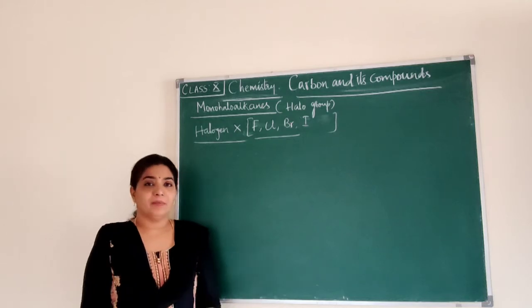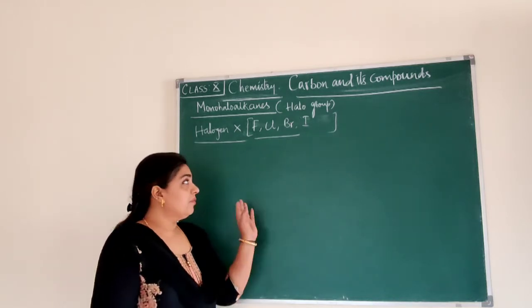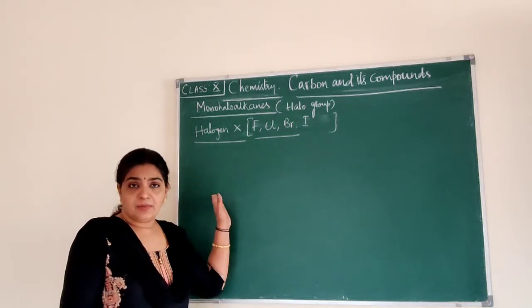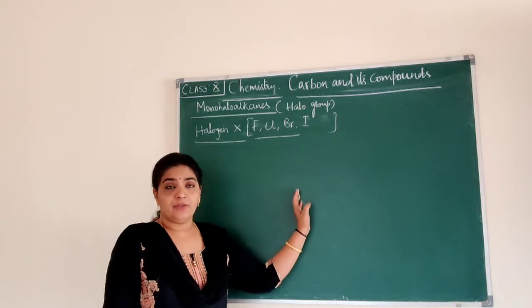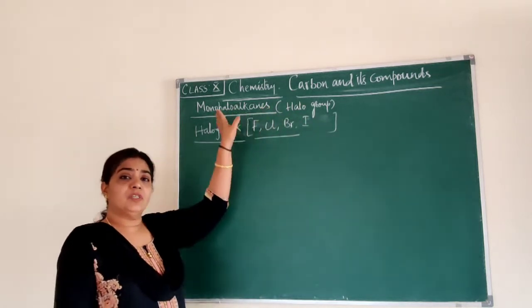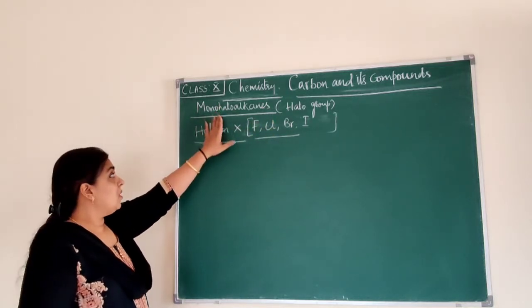The different families of organic compounds, along with the functional group, their structure, that is the molecular formula, then the structural formula and the IUPAC name. So let us begin with the first one, that is the halo group, which is called monohaloalkanes.